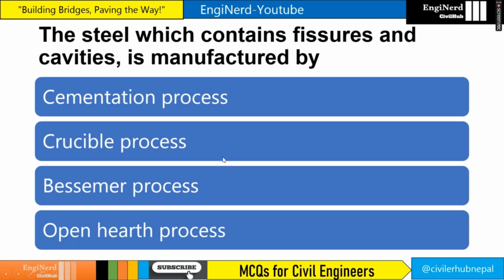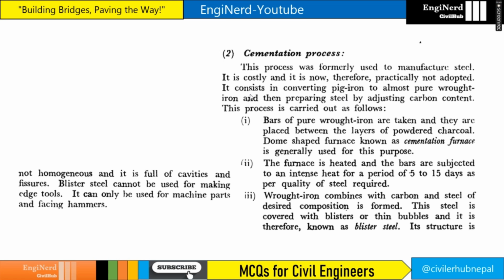The steel which contains fissures and cavities is manufactured by the cementation process, right? Because it gives us blister steel, and it contains fissures and cavities. In the cementation process, it gives us blister steel, and the structure is not homogeneous and is full of cavities and fissures.